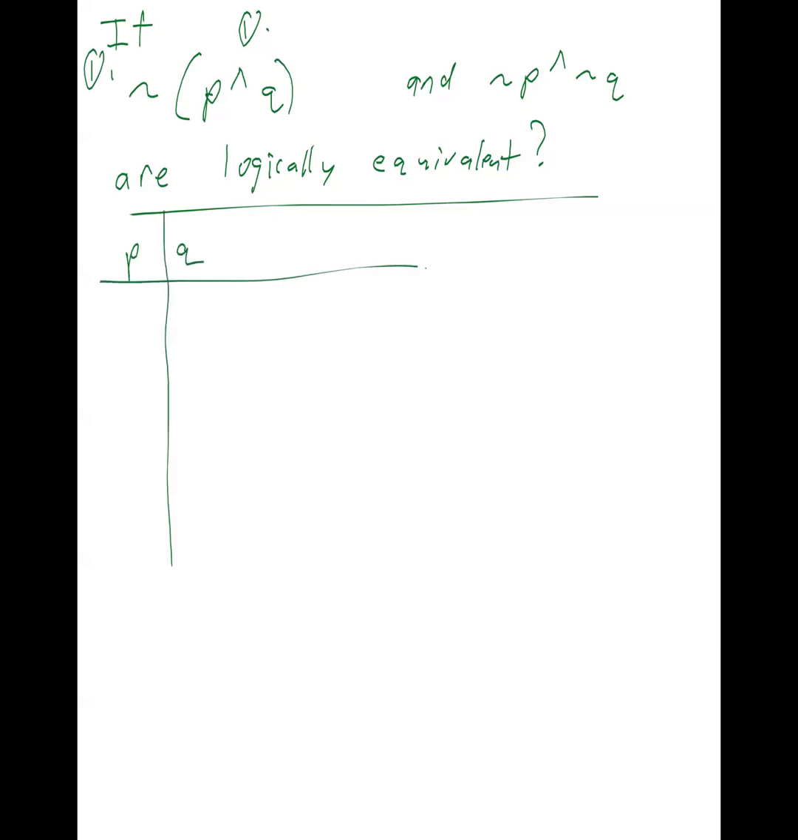List the possible values of the variables P and Q. So how do we start a truth table if we have 2 variables in it? What do we need to write down for the first variable if there's 2 variables total?